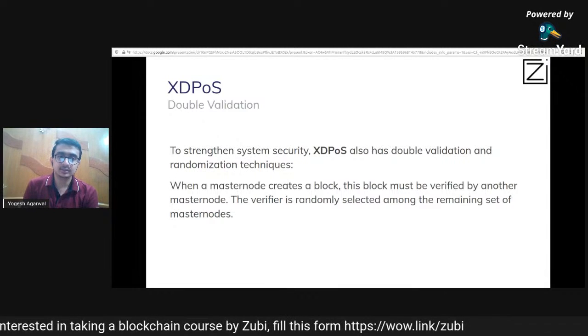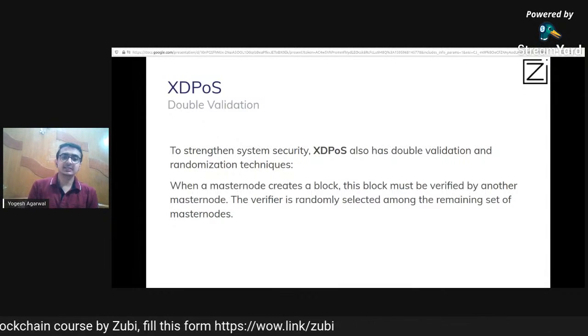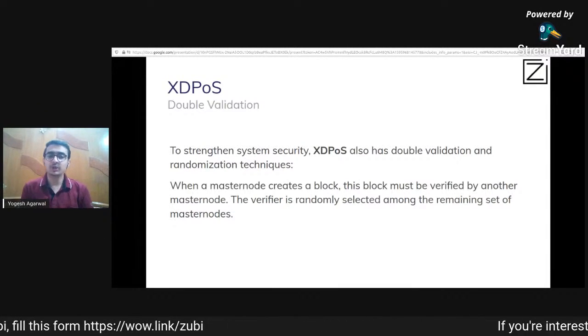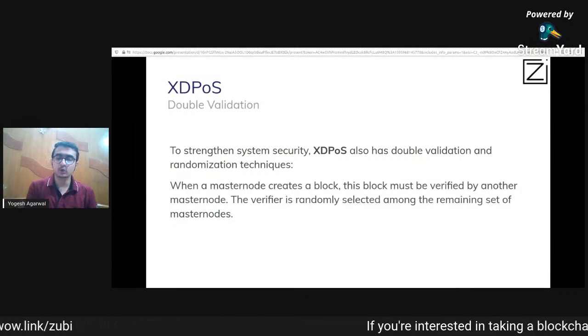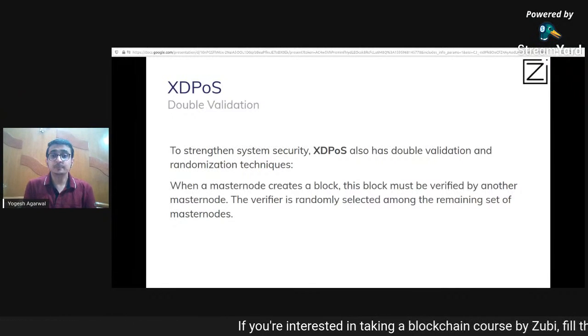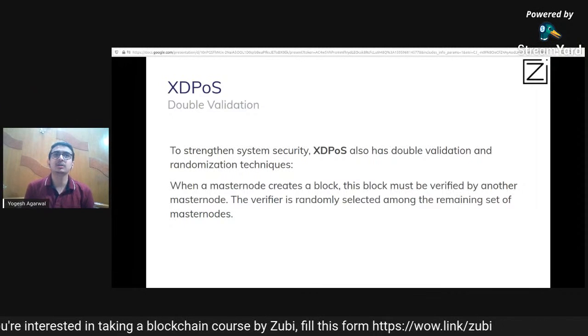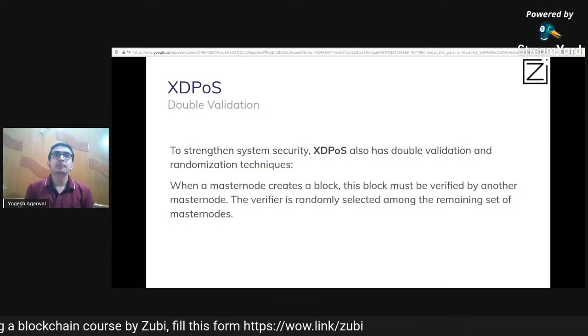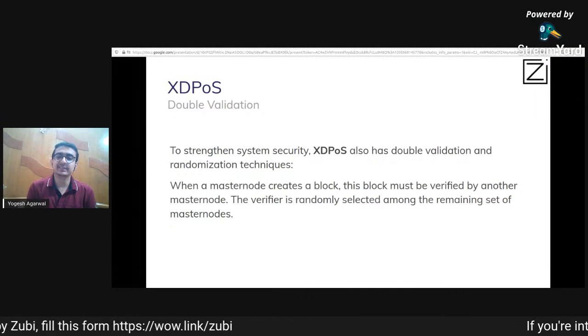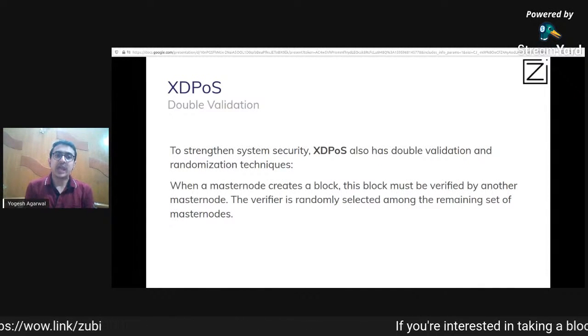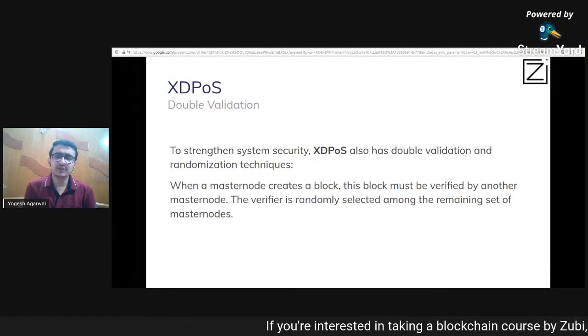We have discussed that master nodes create a block and they're selected in a round robin manner, right? So what happens if a master node is faulty or malicious and puts some wrong transactions in the particular block? In order to tackle that, double validation is there.